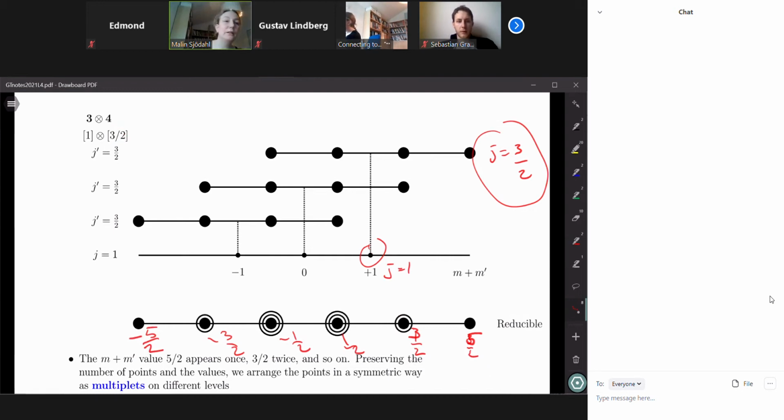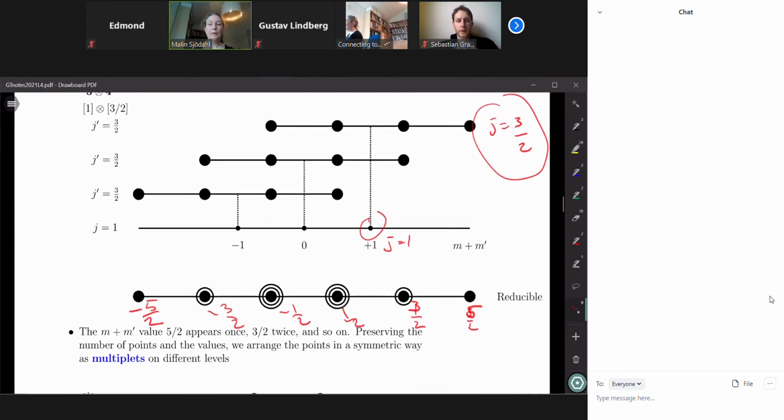I should also say that the representations are sometimes labeled by the total spin, like here. This is for sure the most common way of labeling the states, but it can also be labeled by the dimension. So the spin 1 has dimension 3, the spin 3/2 has dimension 4.